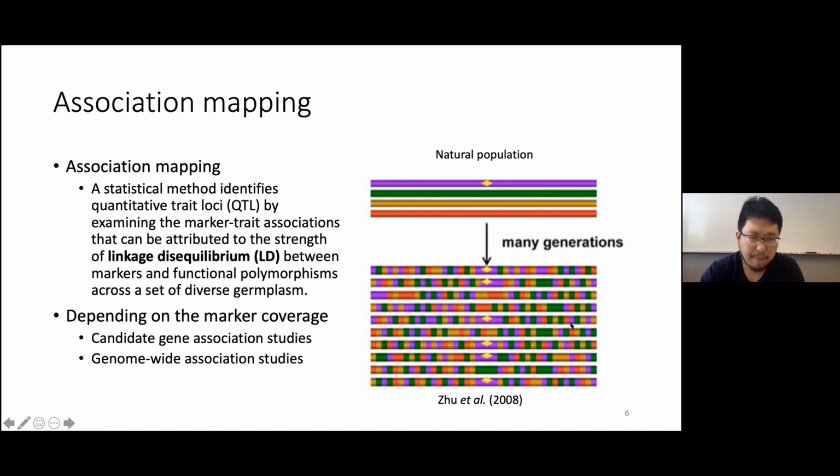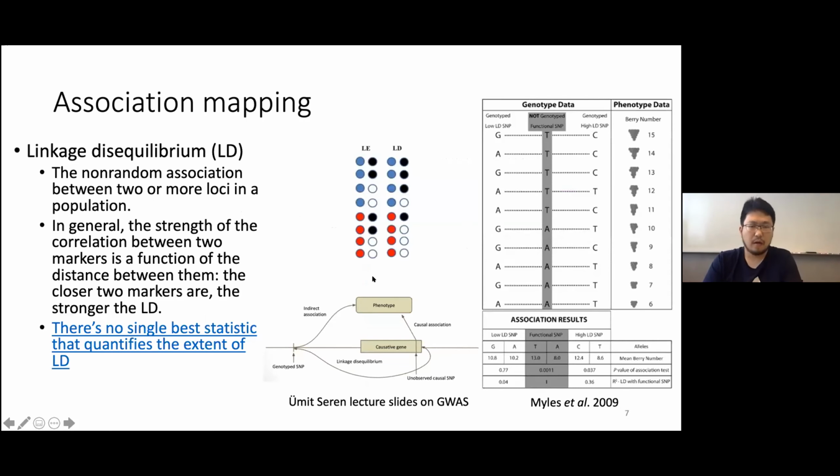And depending on the types of marker you're using, association mapping can be categorized into candidate gene association studies and genome-wide association studies. We'll talk about these two types of association studies later in the slides. Like I just said, LD, or linkage disequilibrium, is the key for association mapping. So let's take some time to look at LD.